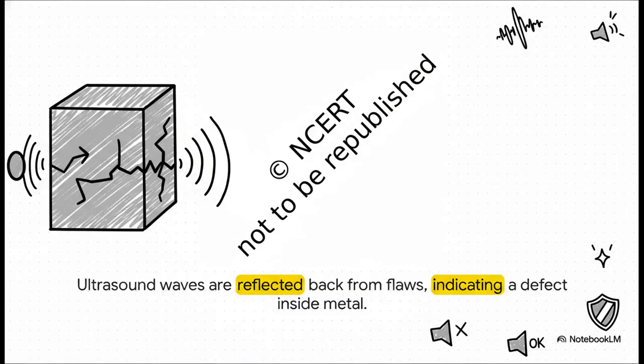Here's a good example of how it's used in industry. You see, ultrasound waves are passed through a metal block. If there are no cracks, the waves go straight through. But if there is a flaw, like a crack, the waves get reflected back. This helps us detect defects that we cannot see from the outside.